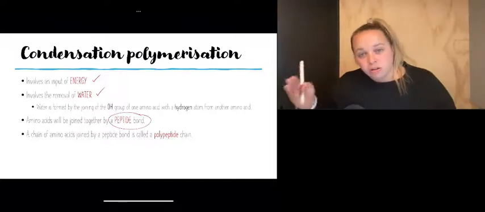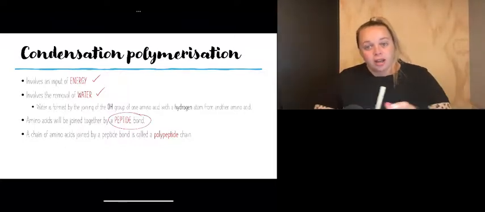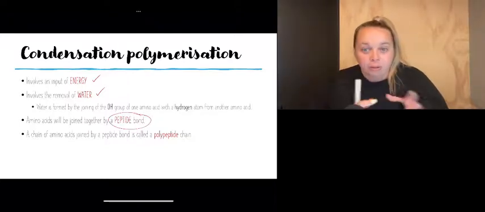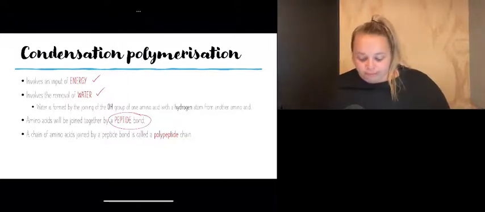And this just happens over and over again to form a really long chain. And that's why it's called a poly, meaning many, peptide, meaning the type of bond, chain.